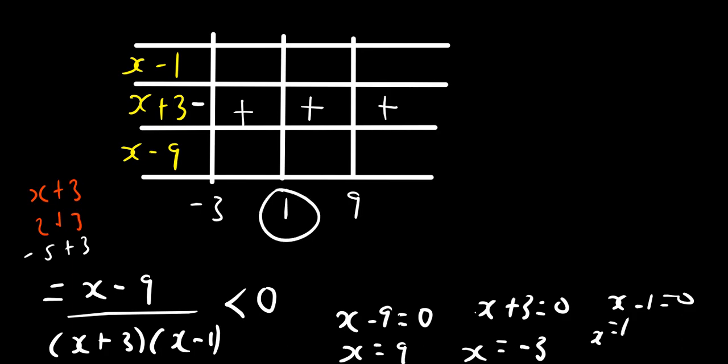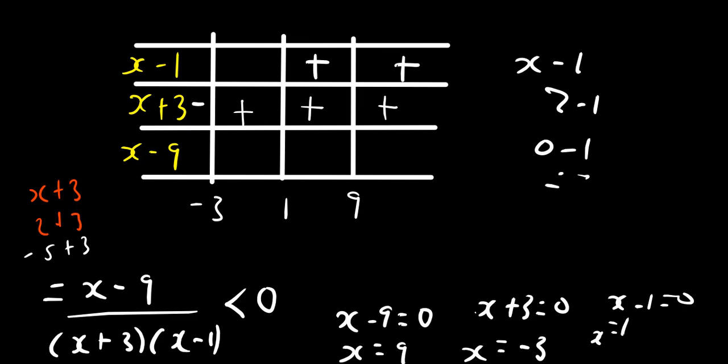Then which number gave us a 1? You realize that it's that equation there. If we get any number that is greater than 1, let's say 2, 2 minus 1 would be a positive. So all numbers greater than 1 will give us positive numbers. But if we get any number that is less than 1, let's say 0, 0 minus 1 will give us a negative number. So this will give us a negative, and this one also gives us a negative.